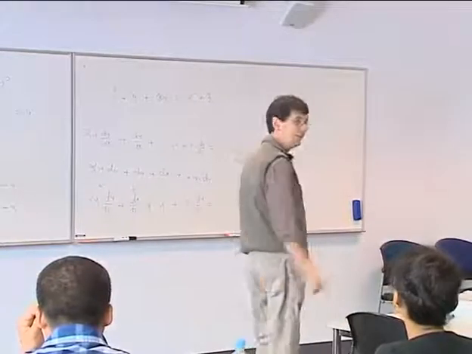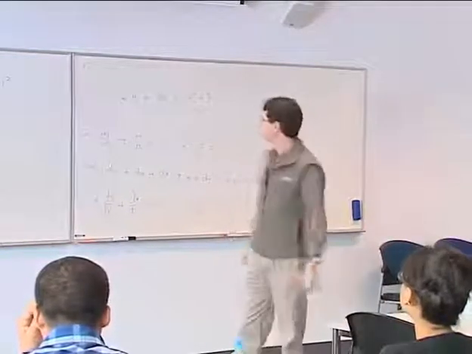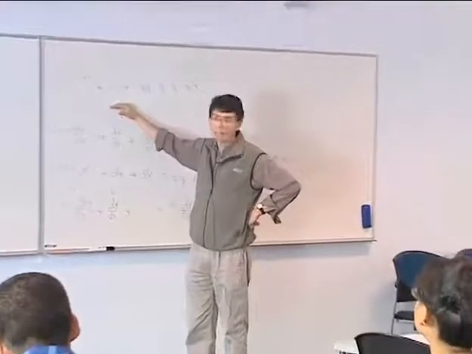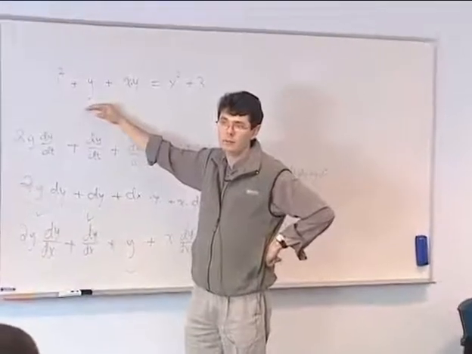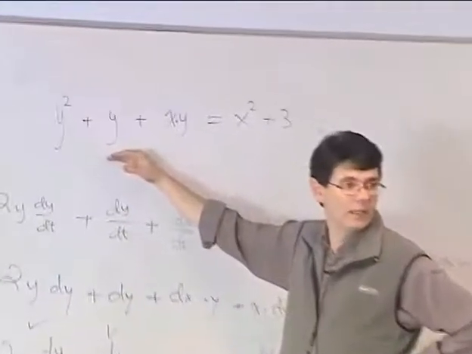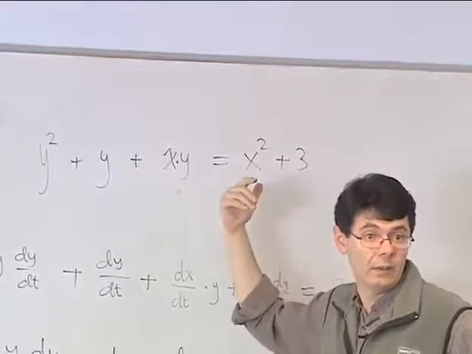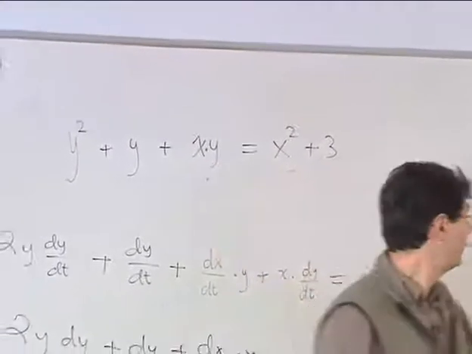Why is that? Because, look, if it were easy to solve for y at the beginning, you would have done so. Okay? If you could solve for y in terms of x, then you would take the derivative using the rules in here.